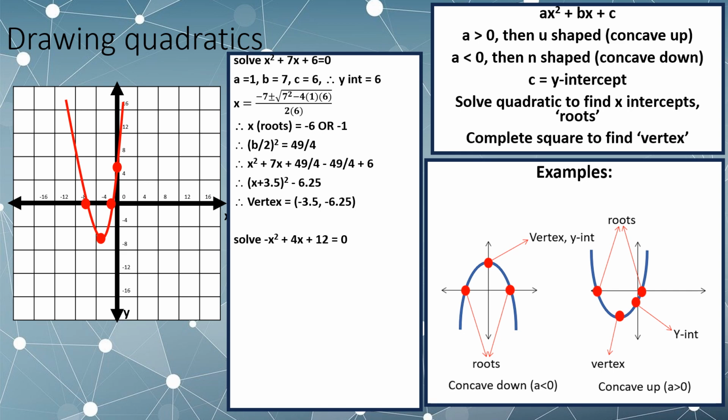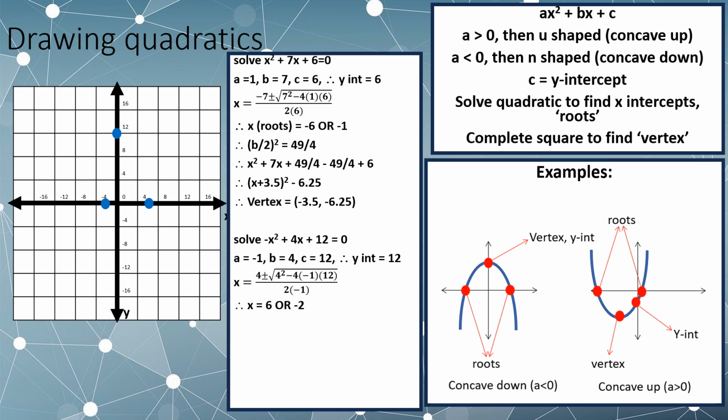We have -x squared plus 4x plus 12 is equal to 0. So we know a is equal to -1, b is equal to 4, and c is equal to 12, giving us our y-intercept of 12 straight away. Plugging those numbers into the quadratic formula, I get out x is equal to 6 or x is equal to -2.